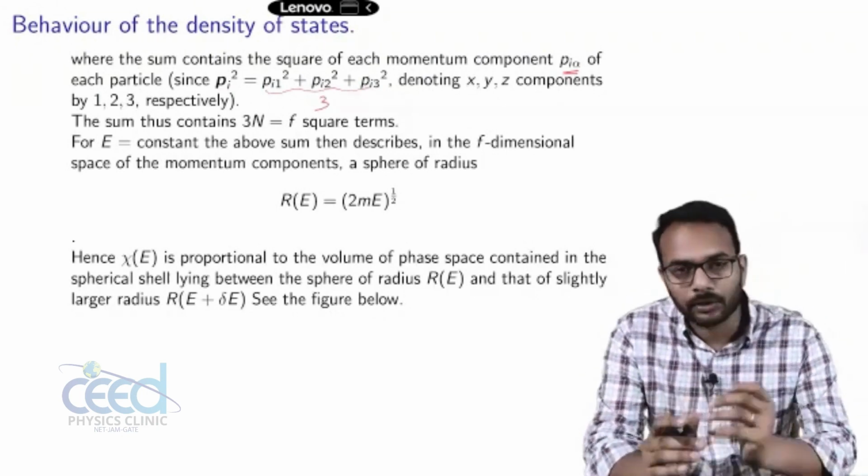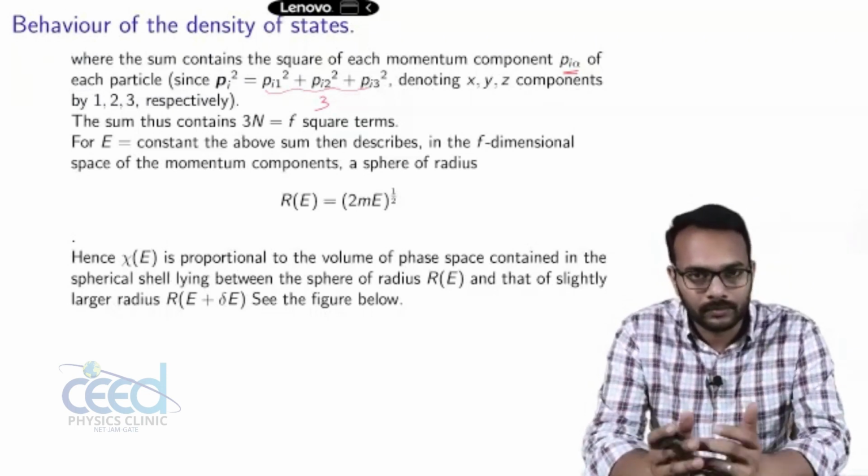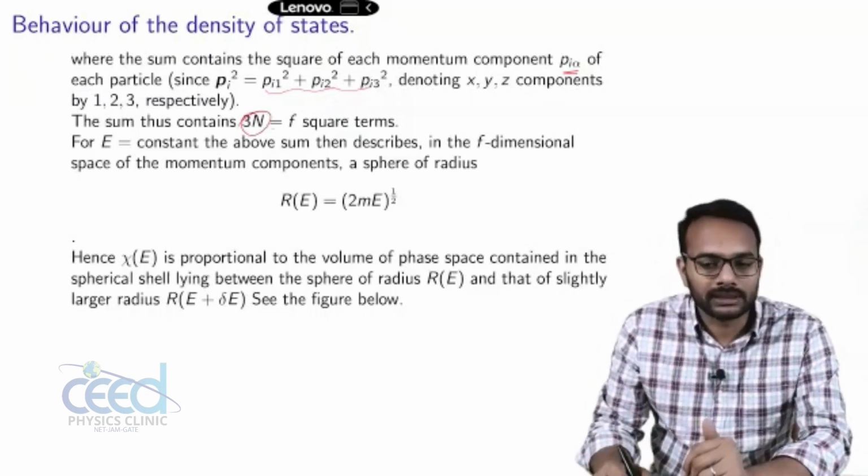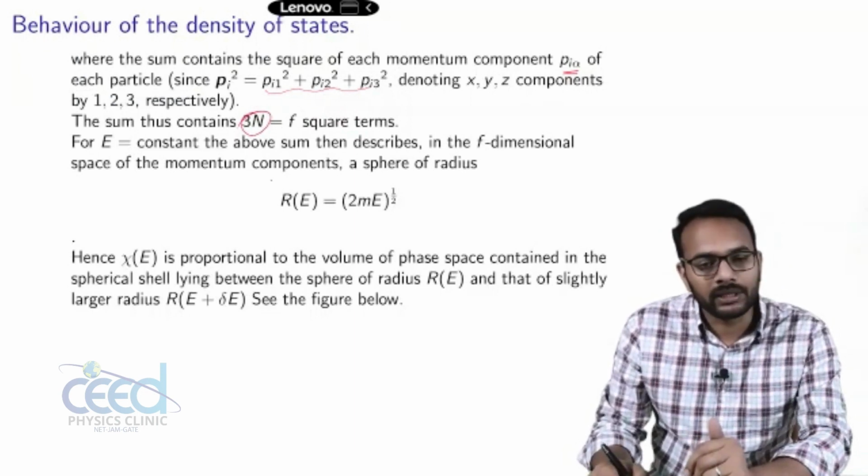For each particle there are 3 momentum components, right? So for n particles we will have 3n momentum components.